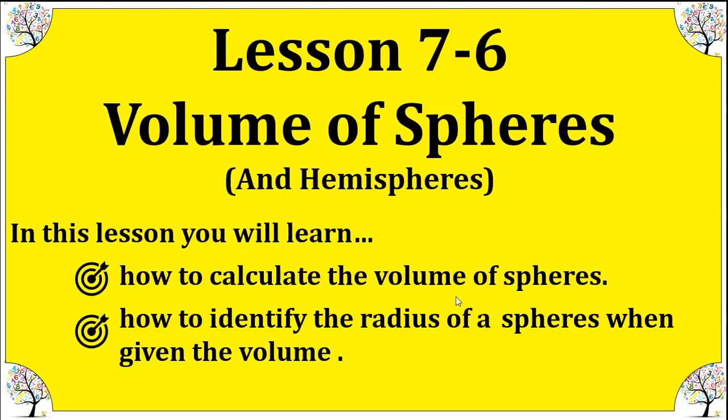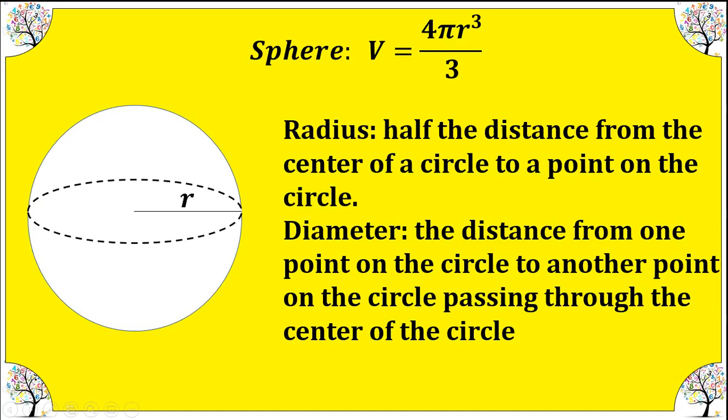In this lesson, we're going to learn how to utilize and analyze the formula for volume of spheres as well as hemispheres. The formula for a sphere is 4 times pi times radius cubed divided by 3.